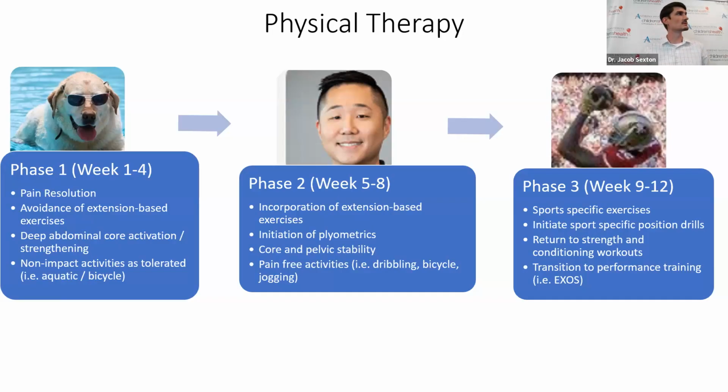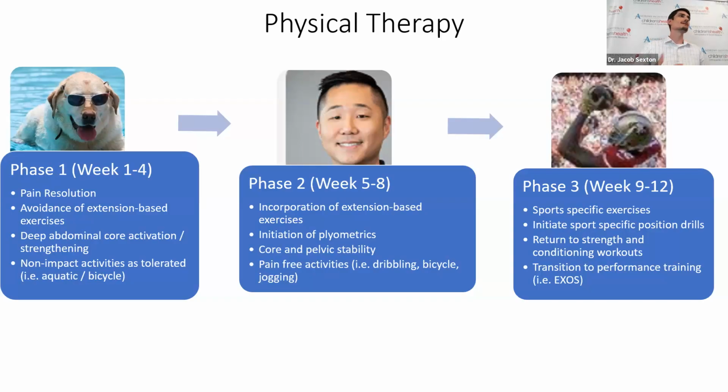So then phase 2, usually around week 5, is when I start formal physical therapy with them. I start incorporating extension-based exercises back in. We start trying to initiate plyometrics in a pain-free motion, but if they have any pain, I just back them off a little bit, and then we progress them as we tolerate. We look again at core and pelvic stability, and then I start allowing them to do more pain-free activities because I know they're not going to want to stop for almost 2 months. So I'm like, you go out and dribble. There's no pain with dribbling. Go dribbling. Go bicycle. Go jog if there's no pain. And we'll start progressing you up as we tolerate.